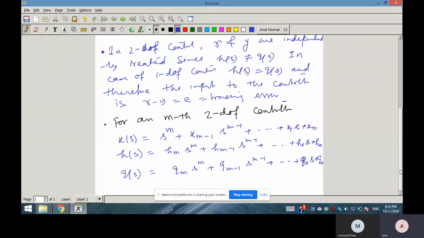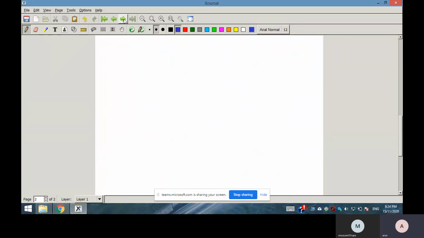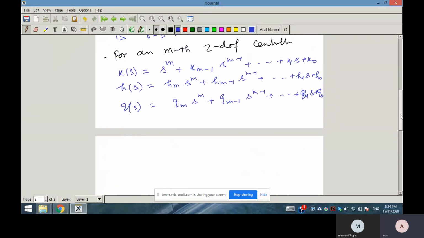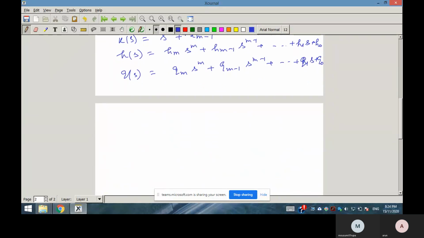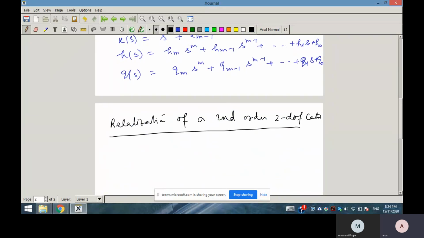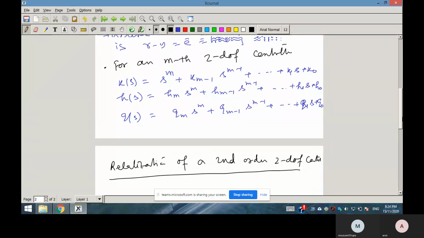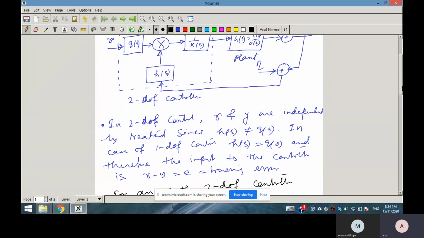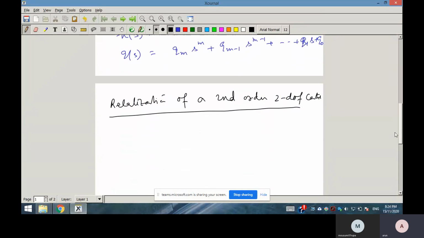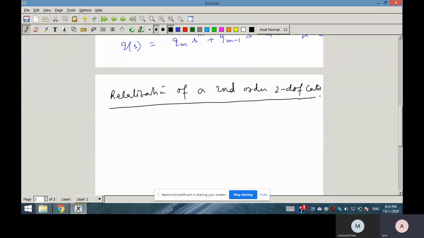The block diagram of this controller is well known. So the realization of a second order 2DF control. That means in that case m equal to 2, second order. So it can be represented in an observer canonical form.